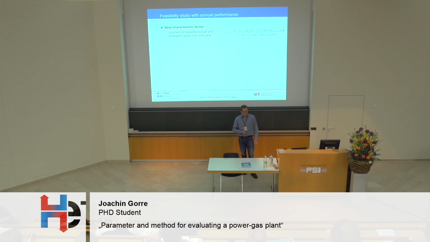In my research activities, I calculated with a new characteristic figure for power to gas. I think in other areas the figure is well known. I call it the annual performance, and the annual performance is the output of the power-to-gas plant, so it's the SNG and optionally the heat of the electrolyzer and the heat of the methanation unit, divided by the input, so the input of the power and heat of the electrolyzer and the power of the methanation unit.